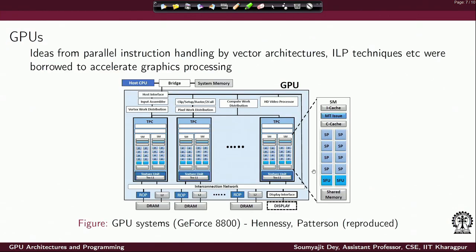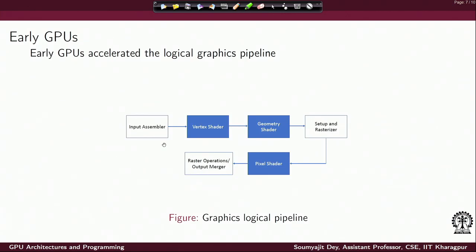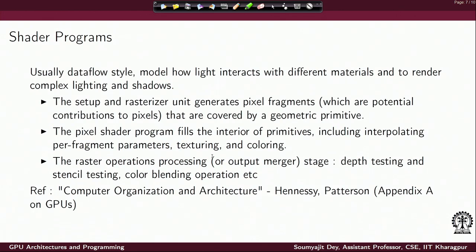If you look at the picture here, you have the input assembler, the vertex work distributor, the pixel work distributor, and these units which are present in this block diagram, and they also nicely map to the graphics logical pipeline containing the input assembler, vertex shader, geometry shader, rasterizer, the pixel shader as well as the output merger phases. So, overall I understand that for a specific shader program, we have the setup rasterizer unit, then the pixel shader program and the output merging or the output processing phase.